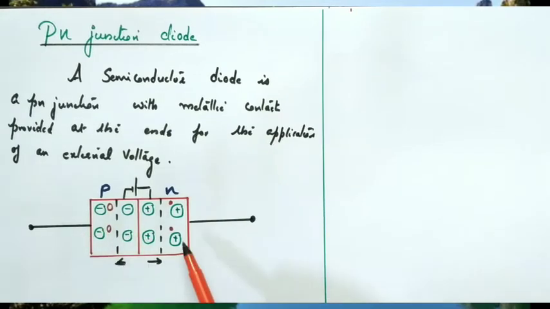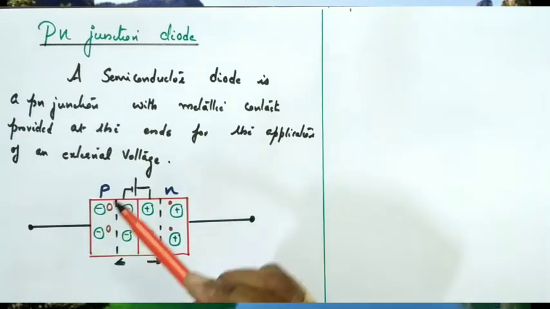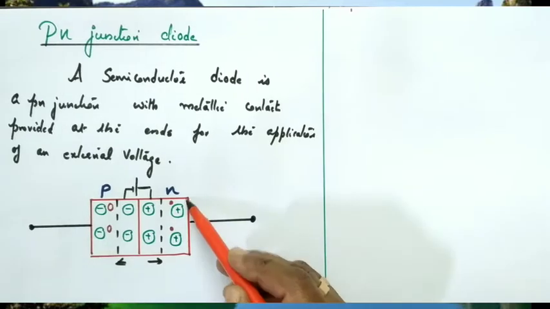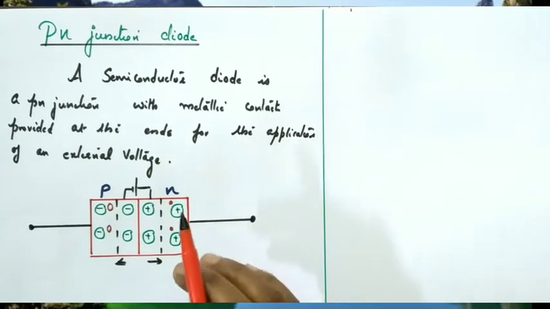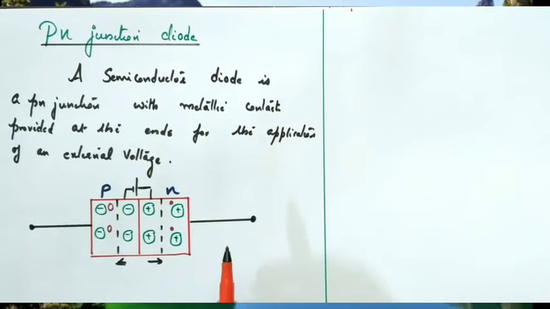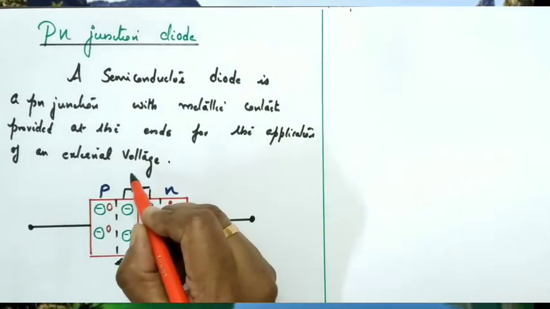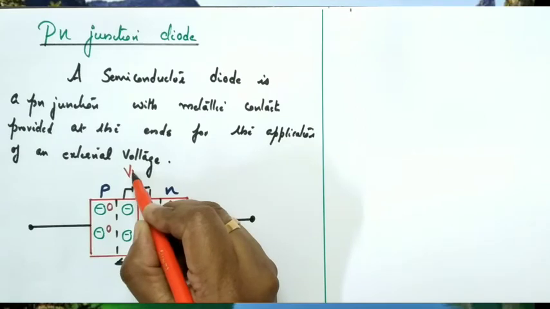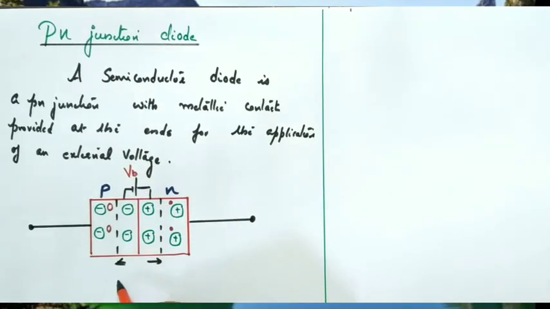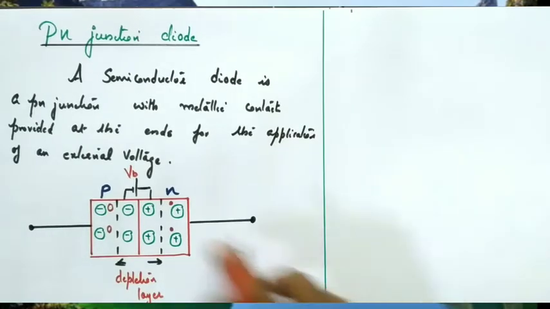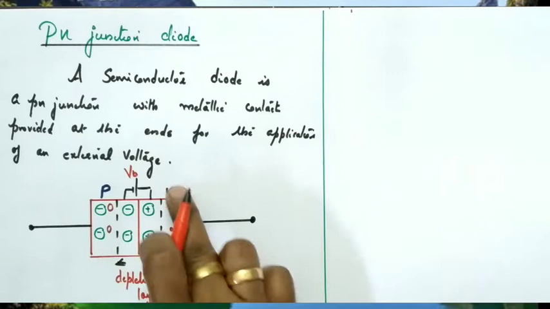Formation of the PN junction we have studied in the last video. So, here is the P-type semiconductor and the N-type semiconductor, and the junction is produced by the metallurgical process. Here the voltage is developed at the junction. What is that voltage called? Barrier voltage. And at the junction there is a layer called the depletion region or depletion layer. So, this represents the PN junction.